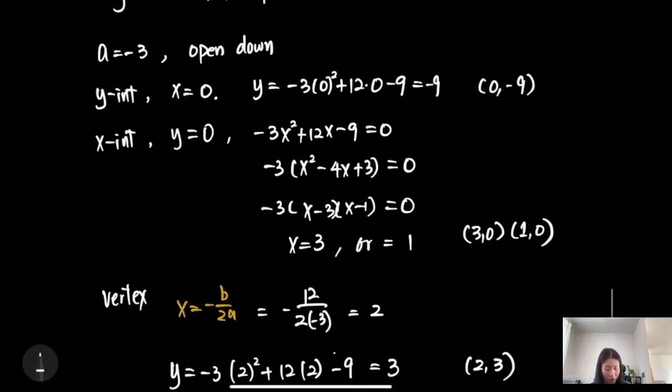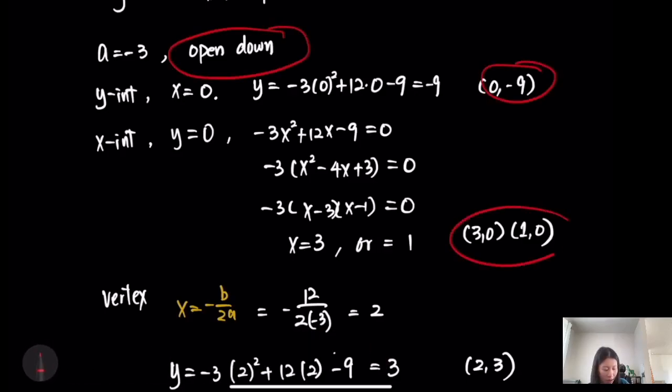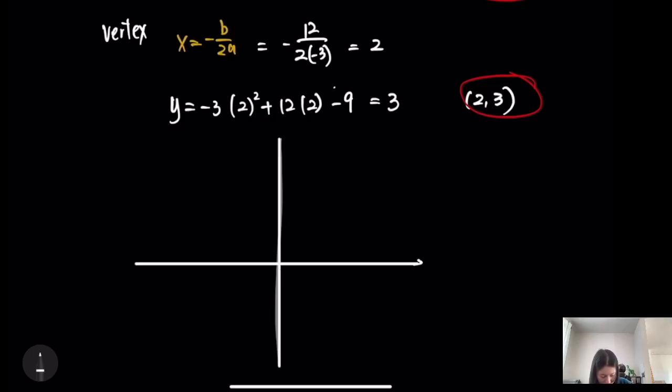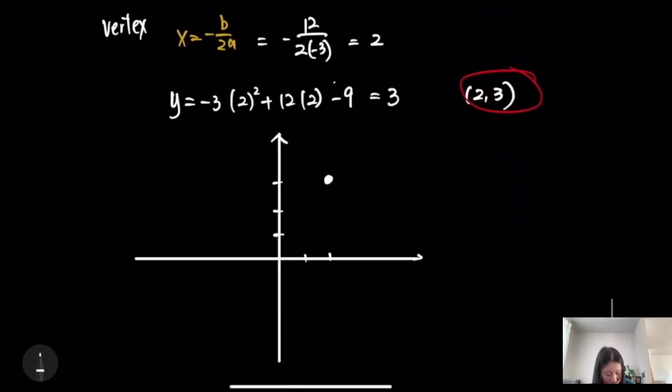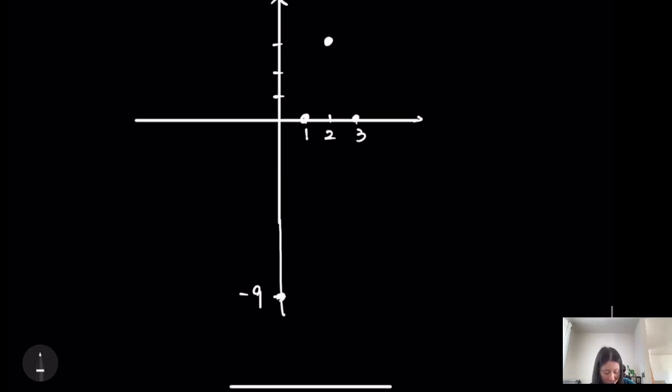Now we have everything that we need. We got the graph is open down, the y-intercept, the x-intercepts, and the vertex. So our graph is going to look like this: (2, 3) is the vertex, the x-intercepts are here, and the y-intercept is -9, very far down below. Let's say this is -9, and it's going to be open down.